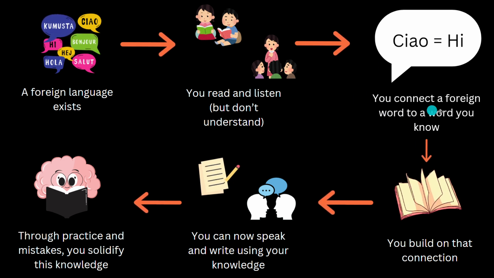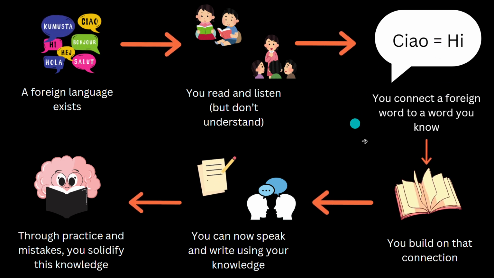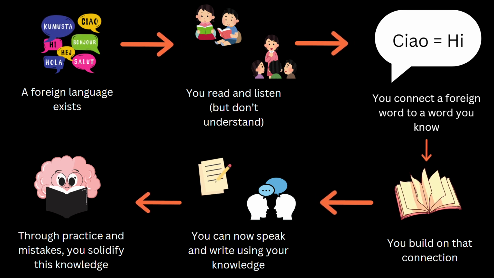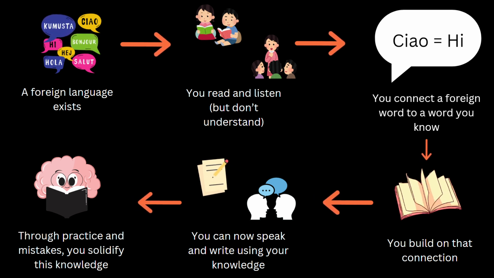Step three. You connect, the steps don't really matter, but you connect a foreign word to a word you know. So here I have ciao, that means hi or bye in Italian, equals hi. So you have a word that you don't know, and you either get told or you read somewhere that this means this. So Google Translate, it doesn't matter. You just understand that a word means this in English or whatever your native language is. You connect them together. You build on that connection.